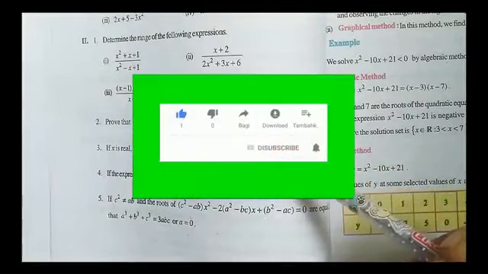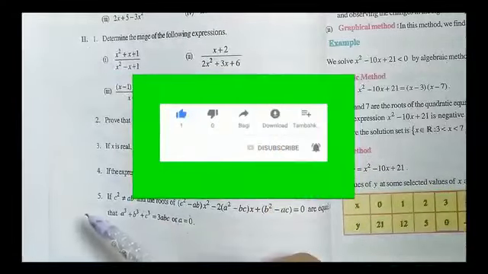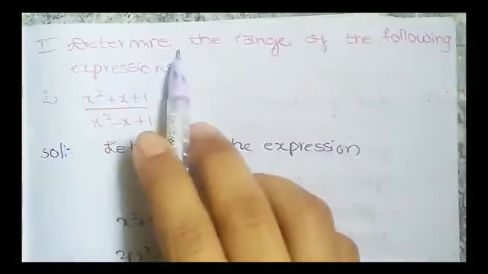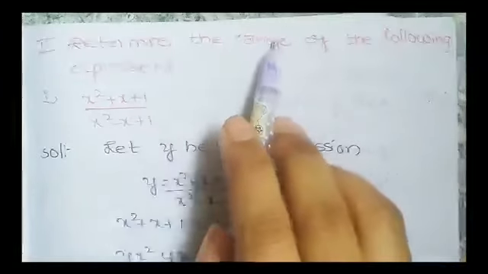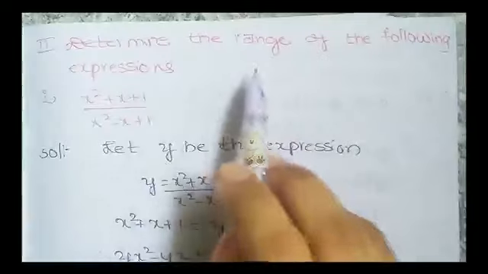In this video, let us solve exercise 3B, second Roman, problems 1 to 5. In second Roman, determine the range of the following expressions. It is the first problem. In this Roman we have totally 4 problems. So they asked to find the range.